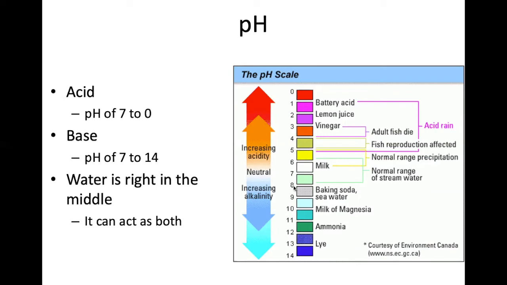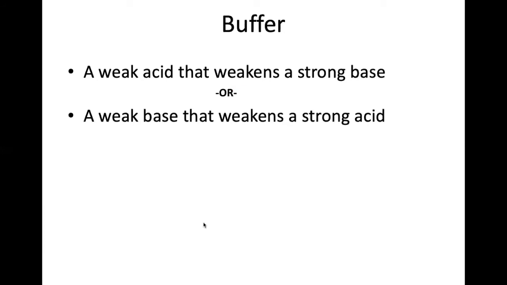And then the less hydrogen, the larger the number, the more alkaline or more base it is. The stronger in this one direction, the more acidic it is, the more dangerous. And then the stronger in this direction, the more dangerous. So somewhere right in the middle is not dangerous. And 7, perfectly in the middle, perfectly neutral, not acid or base, is water. So what is a buffer?